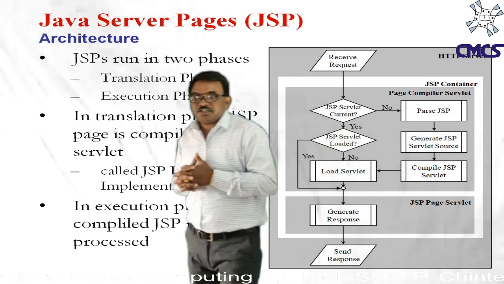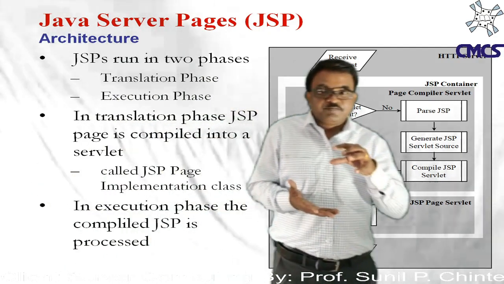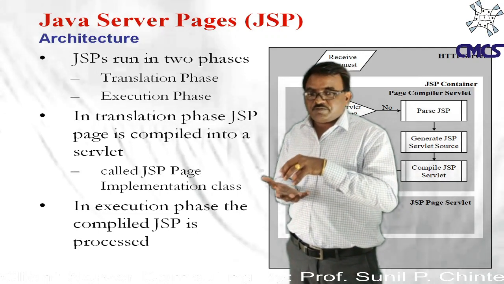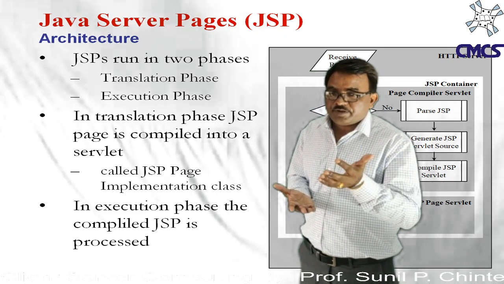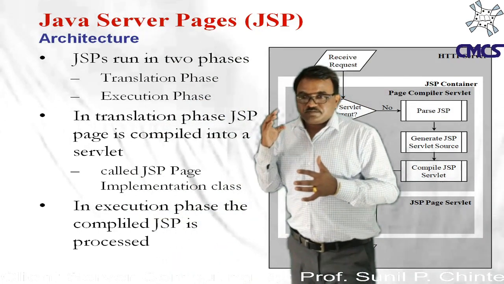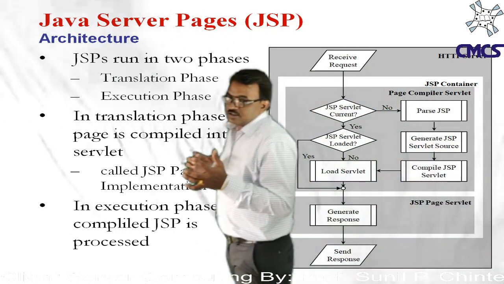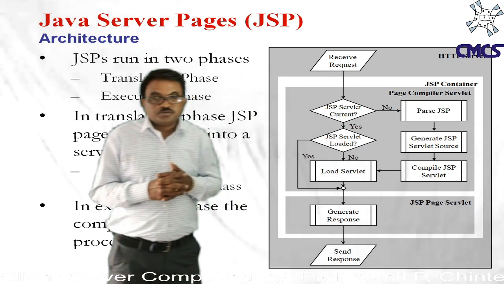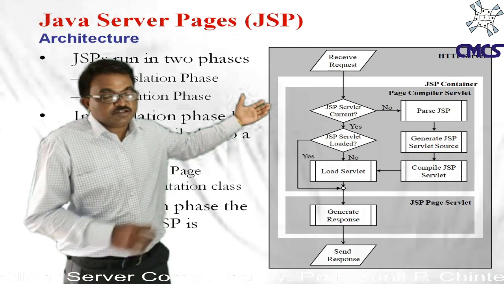The first phase is the translation phase. In the translation phase, the JSP page is translated or compiled into a servlet. In the execution phase, the compiled JSP, that is the servlet, is processed to generate the response. To understand in detail, we can use this flow chart.